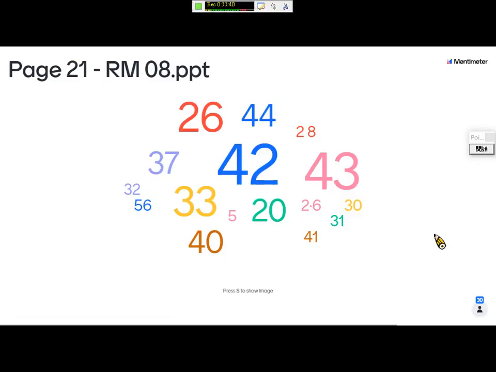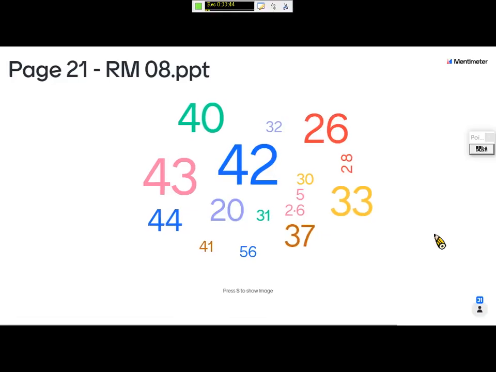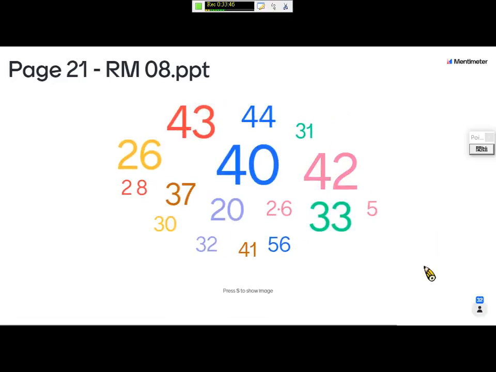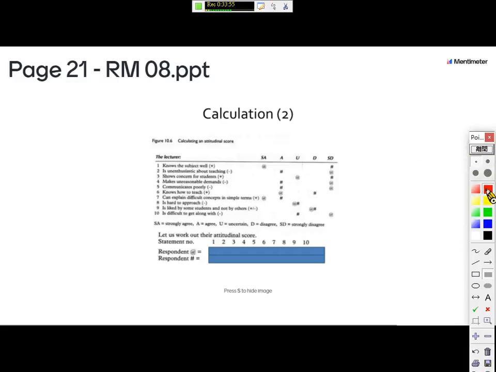As you can see from the word crowd, most students choose 42, 43. Let's see the real answer for this one. So let's try to assign a value for each of these. So know the subject well, and we know this is 5, right? And this is 5. Oh, it's so difficult.